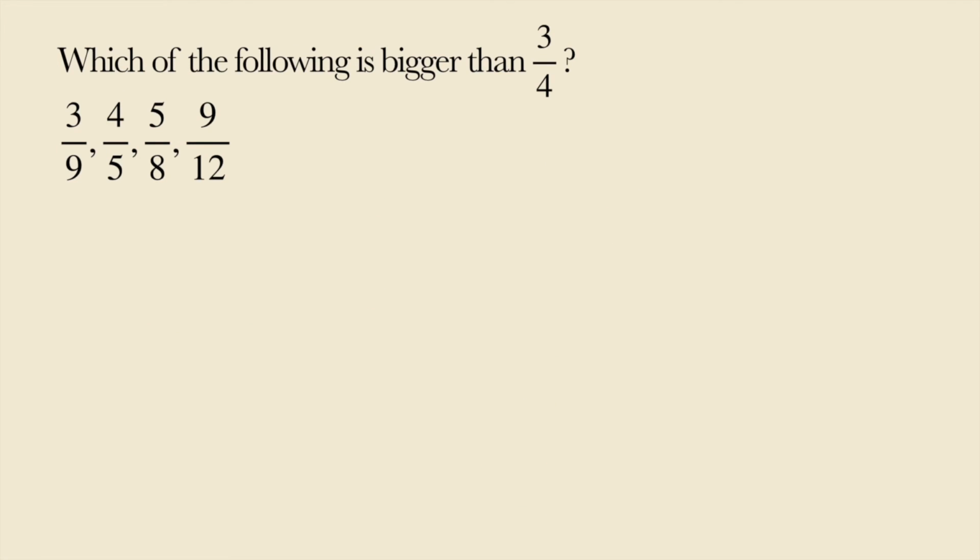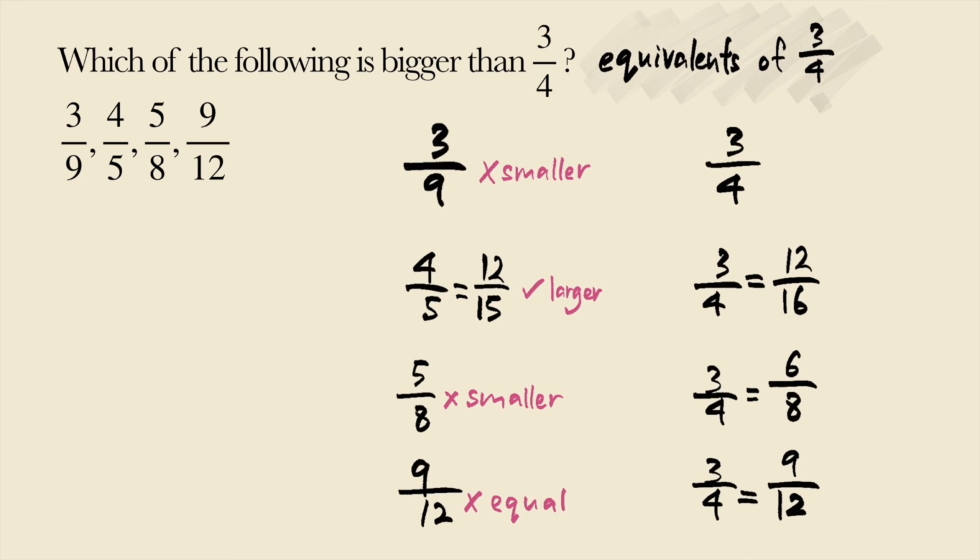Okay, let's compare which one is bigger than 3/4. So first things first, 3 over 9 compared to 3/4. Look at the numerators. They are already the same. So is this smaller or bigger? Well, this is smaller. But we are looking for what's bigger, right? This fraction though is smaller than 3/4. Why? Look at the denominator, it's huge.